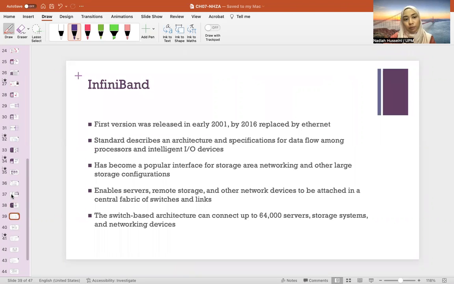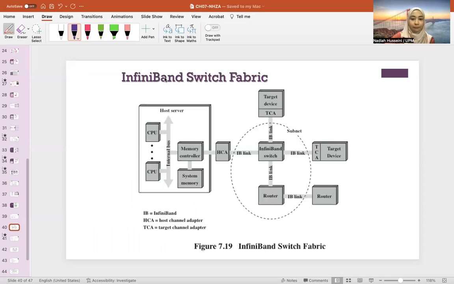And then after the Thunderbolt, we had InfiniBand, which was another peripheral connection technology. It enables servers, remote storage, and other network devices to communicate very, very fast. The switch-based architecture can connect up to 64,000 servers, storage systems, and networking devices. So not basically for end users like us at that time. Maybe you are not really familiar with this name, but it is a very good technology at that time.